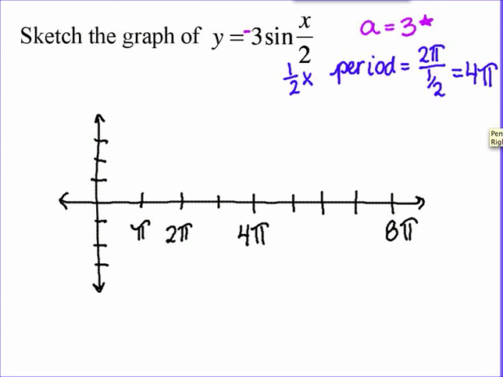So now I need to graph. Sine starts at 0. My amplitude is 3, so that means I'm going to go up or down 3. I notice I have this here, so I'm going to go down. That's what that's going to indicate, that you're going to do the opposite. That's kind of a mental note to yourself.